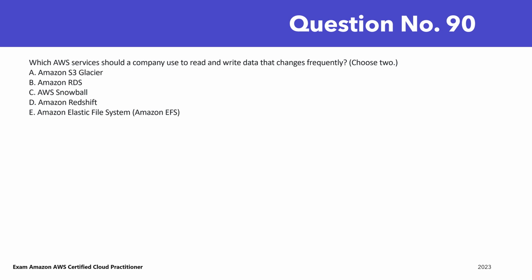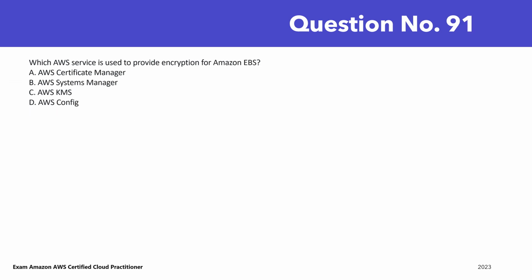Which AWS services should a company use to read and write data that changes frequently? Choose 2. A. Amazon S3 Glacier. B. Amazon RDS. C. AWS Snowball. D. Amazon Redshift. E. Amazon Elastic File System, Amazon EFS. Correct answer, B, D.